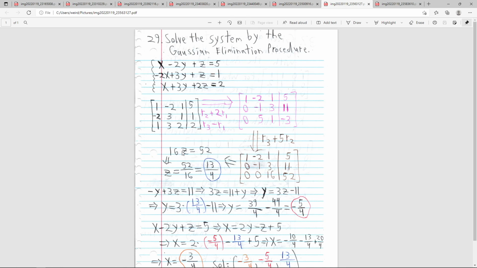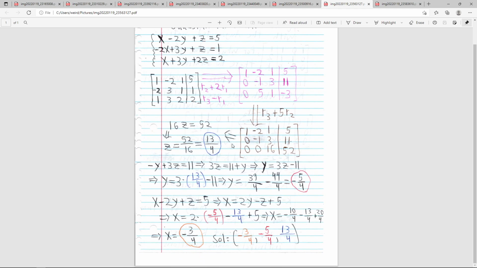So you have 16z equals 52. So z equals 52 sixteenths, because you divide by 16. So z is equal to 13 fourths as before. We get the same answers. So what we do is we take negative y plus 3z equals 11, with negative y here, negative 1, plus 3z equals 11. So plug in z and we solve for y. But first we get it in terms of y. So it's y equals 3z minus 11. So it simplifies down to negative 5 fourths.